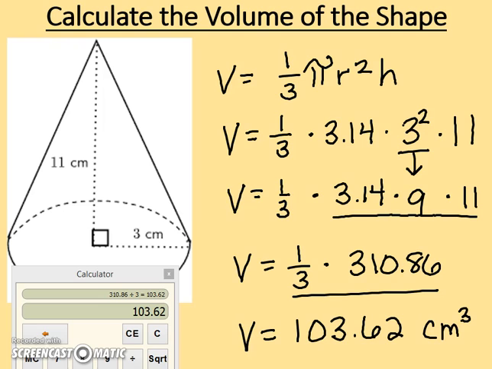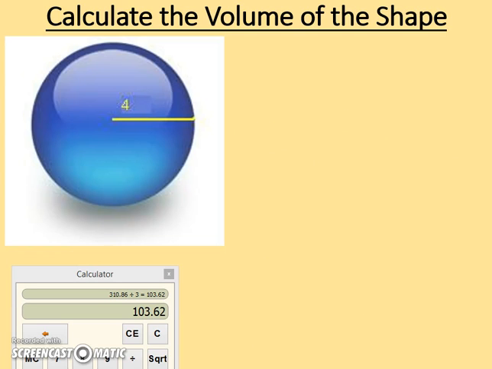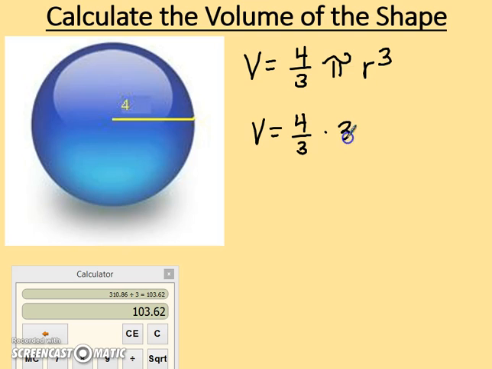It could be cubic inches, cubic units, cubic feet. Just so happens that all the examples were centimeters. Let's try a sphere. The formula for the volume of a sphere is 4/3 pi radius cubed. So we'll have to substitute the radius, which is 4. So volume equals 4/3 pi, which is 3.14, times the radius cubed, which would be 4 cubed.